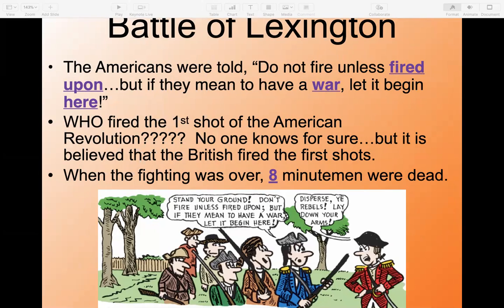Who fired the first shot of the Revolution? No one knows for sure, but it is believed that the British fired the first shots. When the fighting was over, 8 Minutemen were dead. So yeah, the first shot of the Revolutionary War was called the shot heard around the world, because there's a debate between historians about who actually fired the shot. But all we know is that a shot was fired, and that was what started the fight between the colonists and Britain and the Revolutionary War.